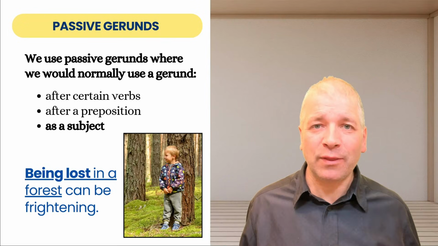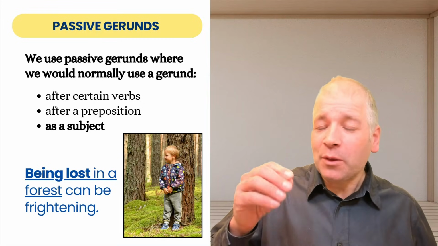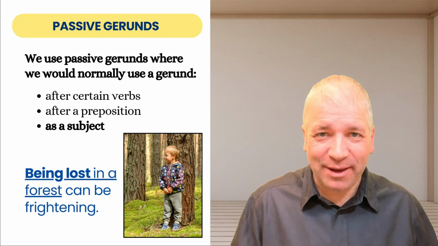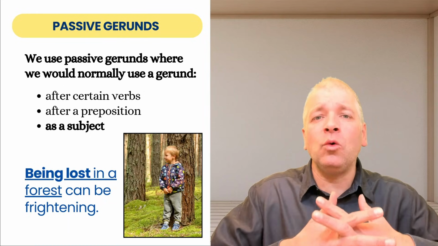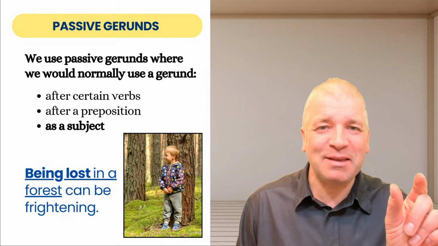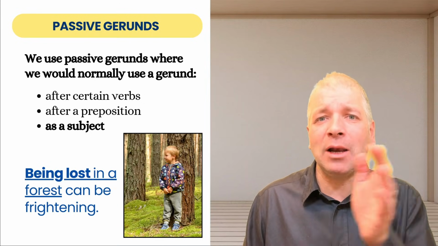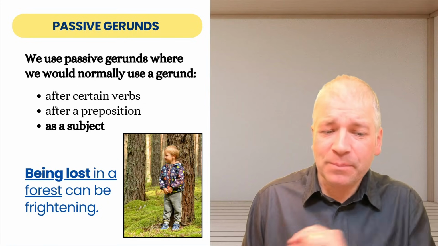So we could say it like this. I am lost in a forest, one sentence. This can be frightening, second sentence. But we could turn it into one combined sentence by changing the first sentence into the participle form. So I am lost in a forest.